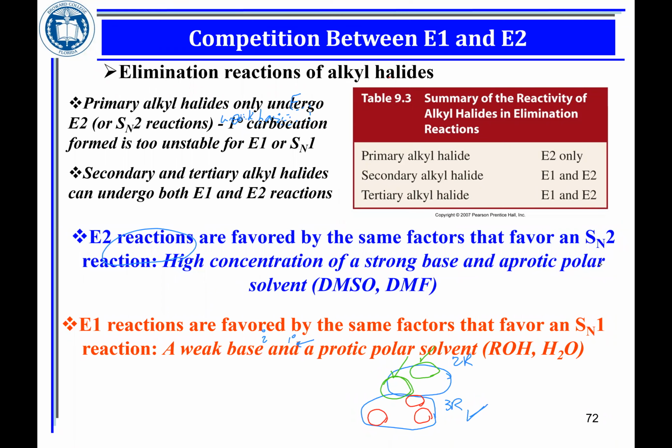So E2 and SN2 can get mixed. You get a mixture of products, either the SN2 product or the E2 product. But again, if you want to favor E2, use high temperature.